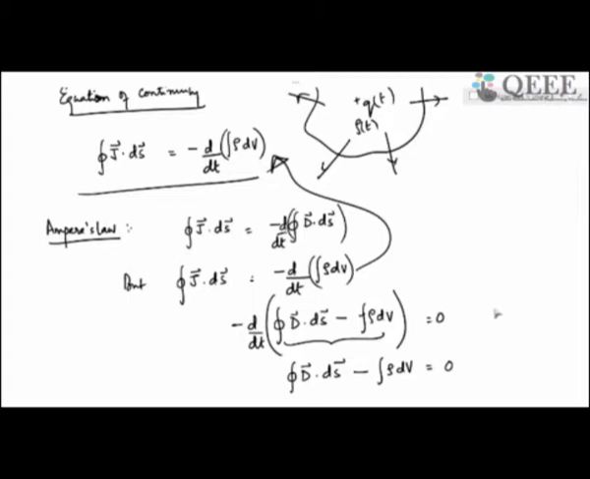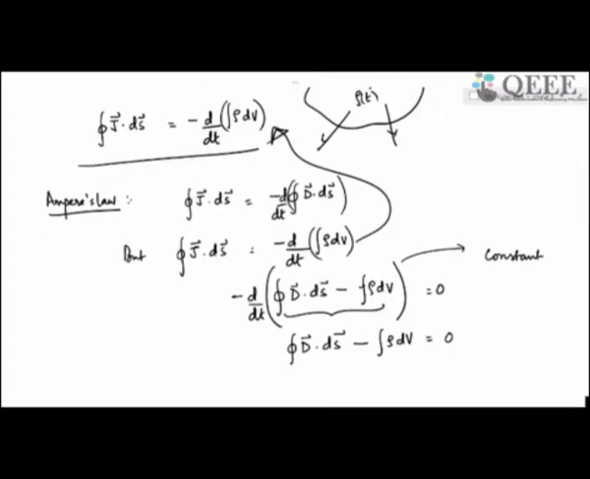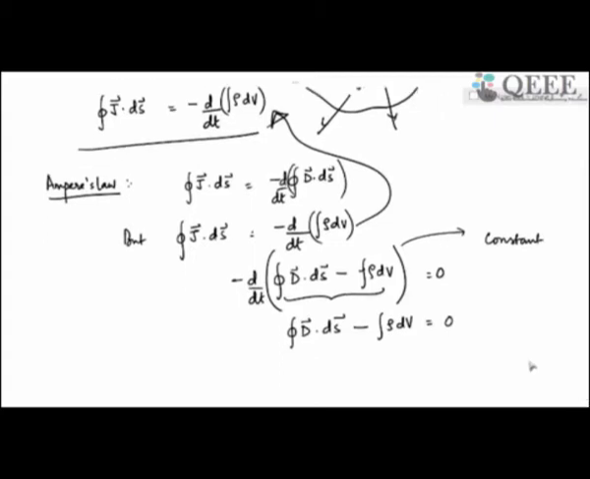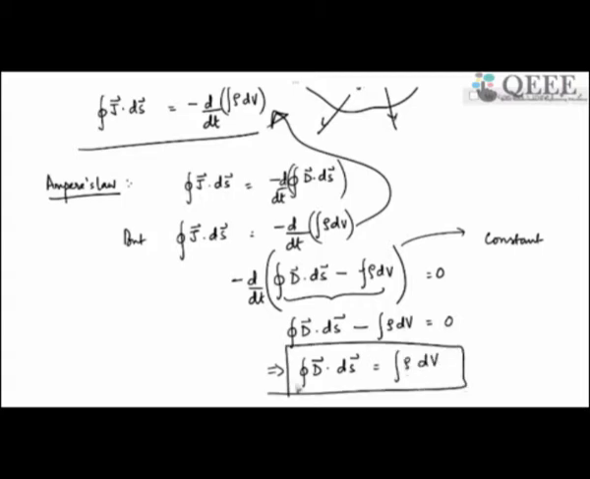So, it actually means that this term is a constant, and I do not have any experimental evidence which shows that this constant is other than 0, which means that the closed surface integral of D dot ds is equal to the volume integral of rho dv. So this is my statement of Gauss law. So essentially we proved Gauss law from Ampere's law, and of course we used the equation of continuity.